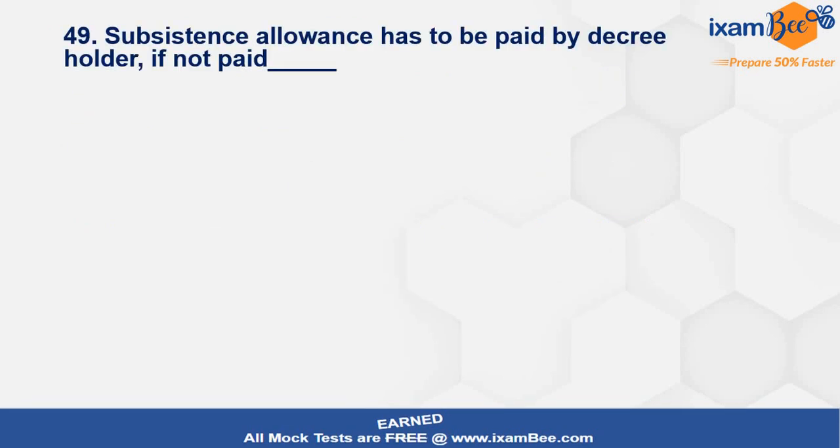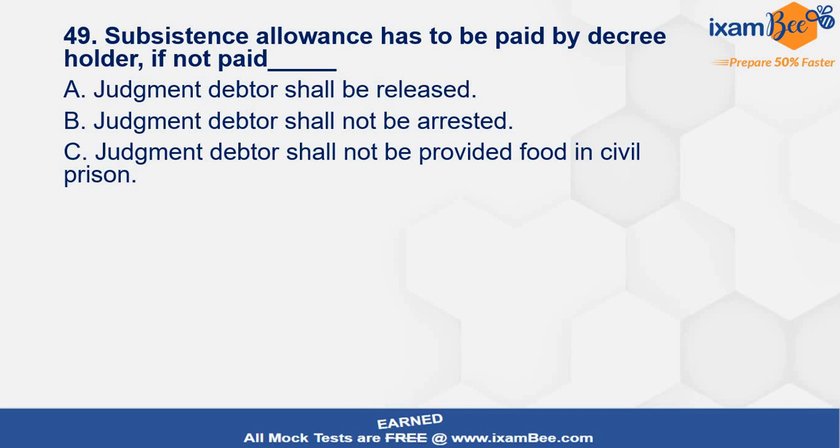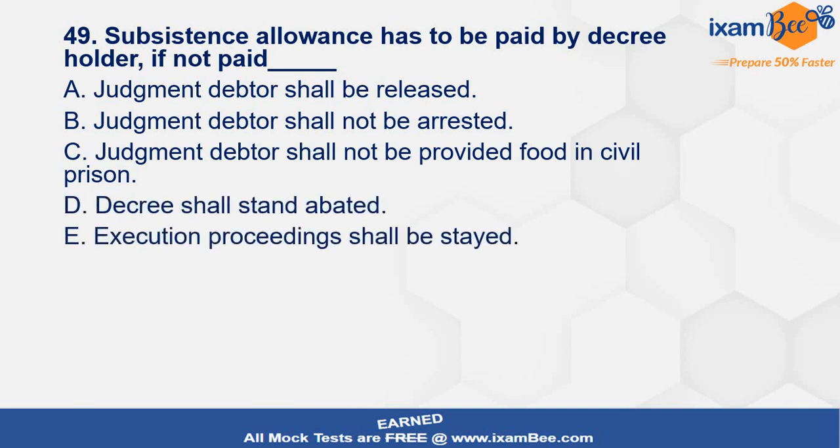Subsistence allowance has to be paid by decree holder. Now this is the question relating to execution. Subsistence allowance has to be paid by decree holder. If not paid, judgment debtor shall be released. Judgment debtor shall not be arrested. Judgment debtor shall not be provided food in civil prison. Decree shall stand abated. Execution proceedings shall be stayed.